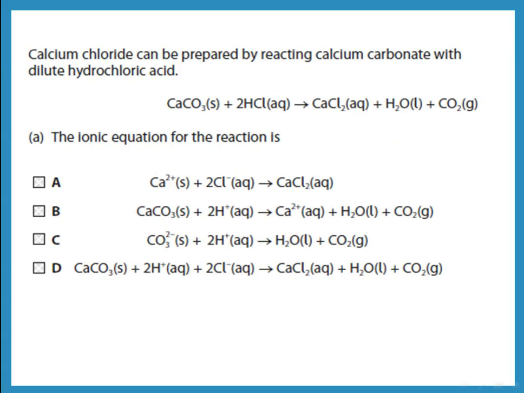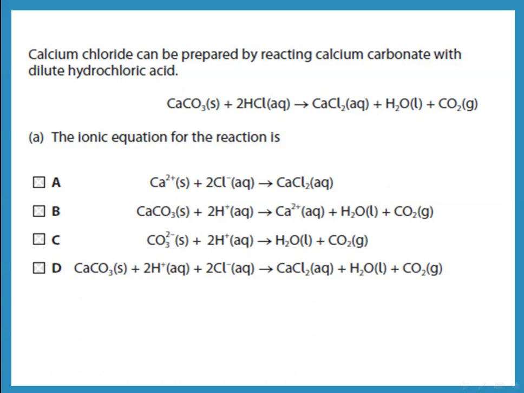Okay, calcium chloride can be prepared by reacting calcium carbonate with dilute hydrochloric acid. The ionic equation for the reaction is this. Now, which of these should we choose? Well, try to ionize it. Don't just look at it.